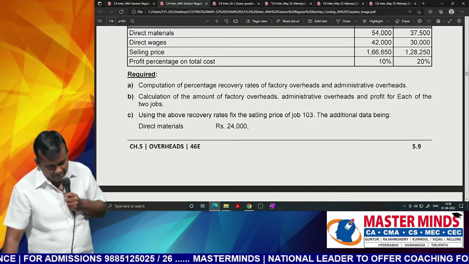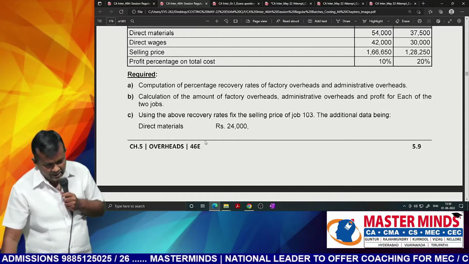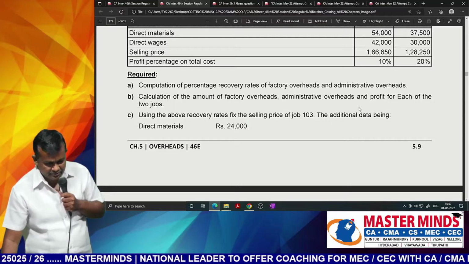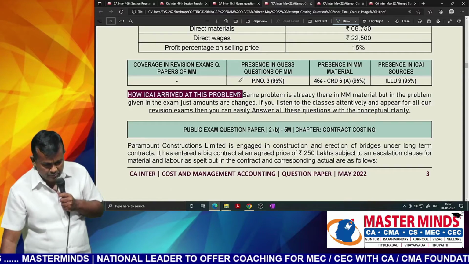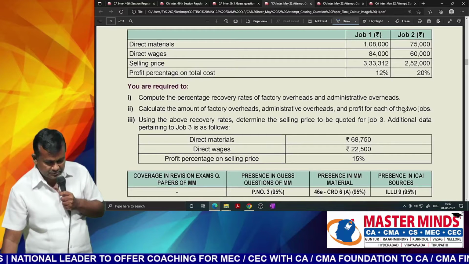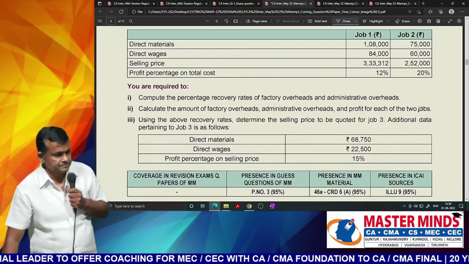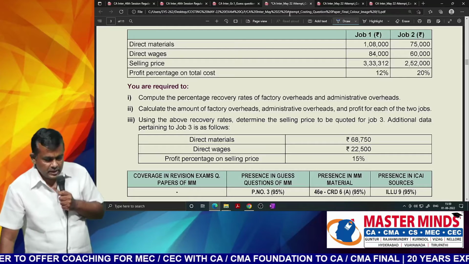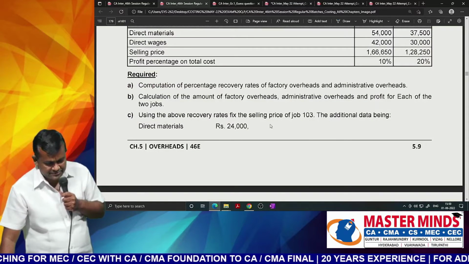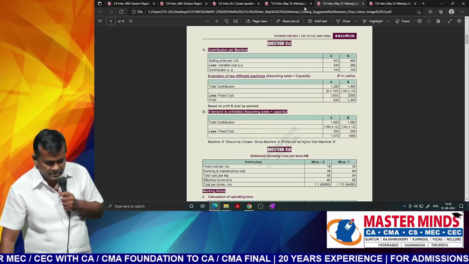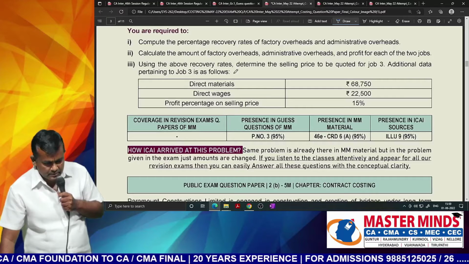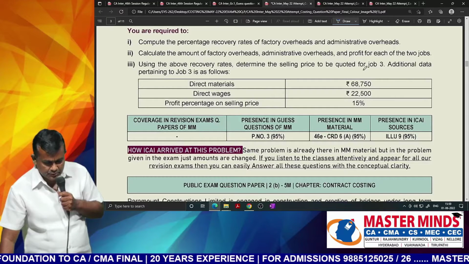Second, B. Calculate the amount of factory overheads, administrative overheads and profit for each of the 2 jobs. Same question. Next, third question. Using the above recovery rates, fix the selling price for job 103. So here also, using the above recovered rates, determine the selling price to be quoted for job 3.